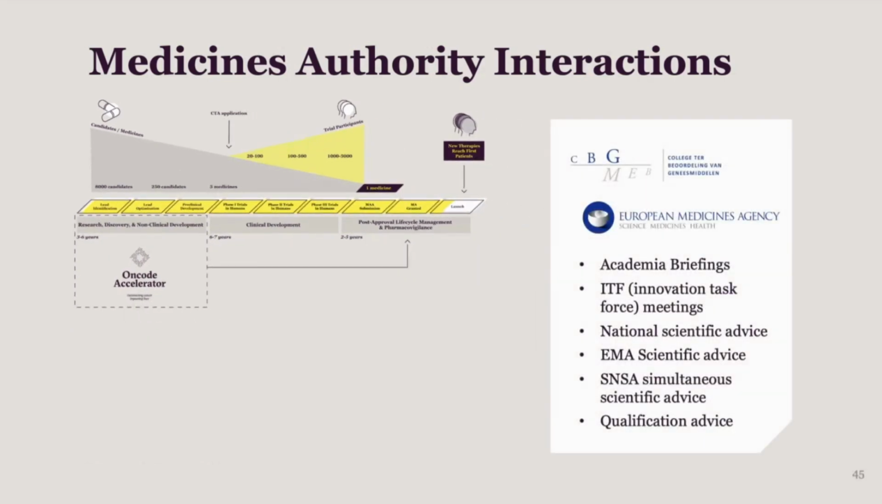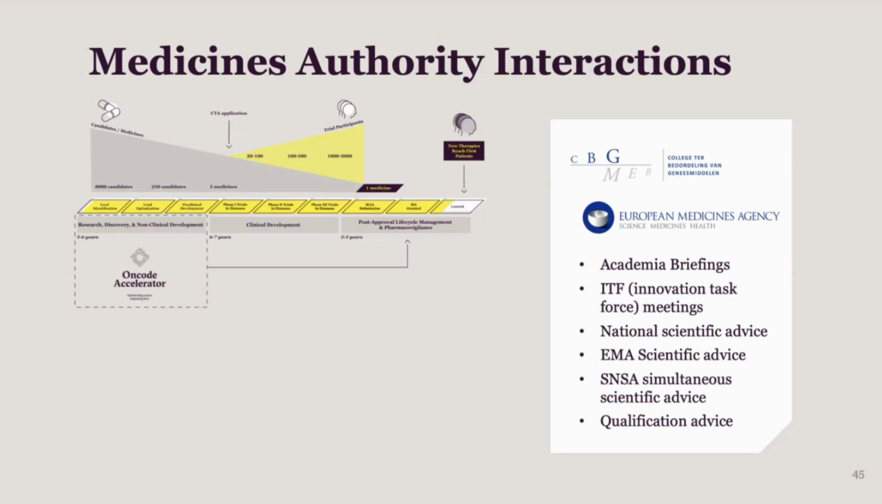So academia briefing meetings, innovation task force meetings, also national scientific advice. So from our own MEB is in scope. And EMA offers scientific advice as well as simultaneous scientific advice. Then you can choose which countries you want to ask your advice, but it will be one outcome from all those parties.